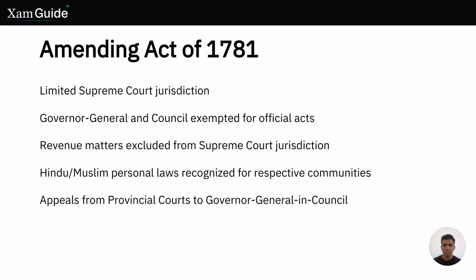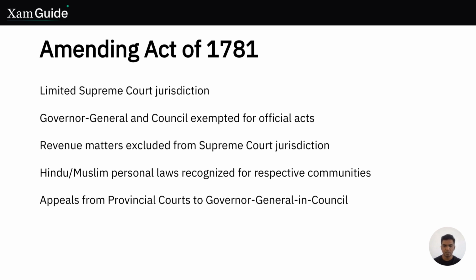Amending Act of 1781, Act of Settlement. Warren Hastings was still the Governor General when this came about. This act kind of limited the Supreme Court's jurisdiction by exempting the Governor General and Council for their official acts. It also excluded revenue matters from Supreme Court jurisdiction and mandated the application of Hindu and Muslim personal laws for respective defendants. Appeals from provincial courts now went to the Governor General in Council.